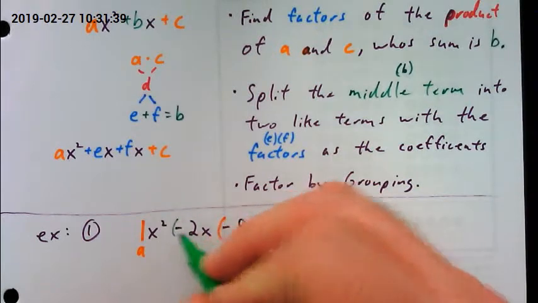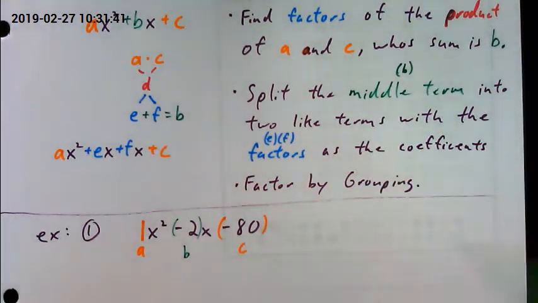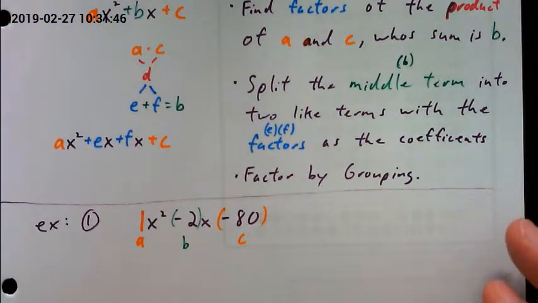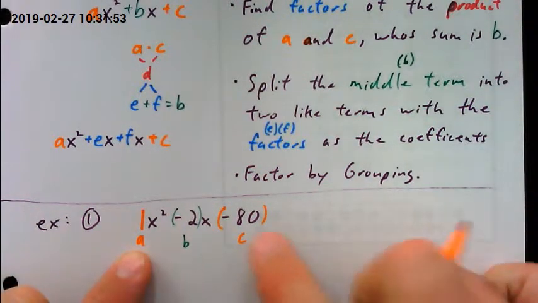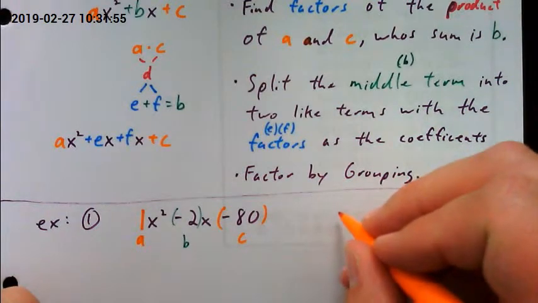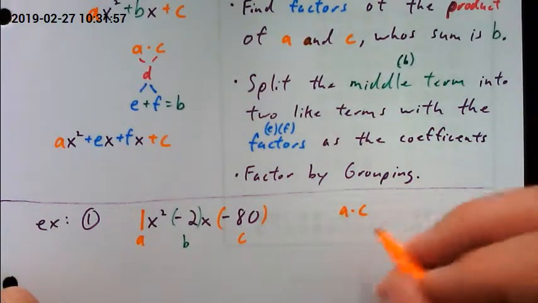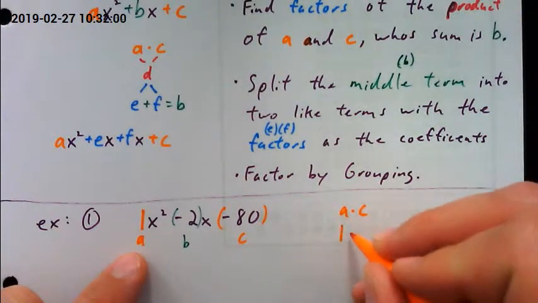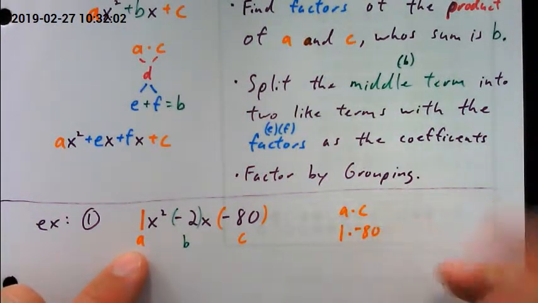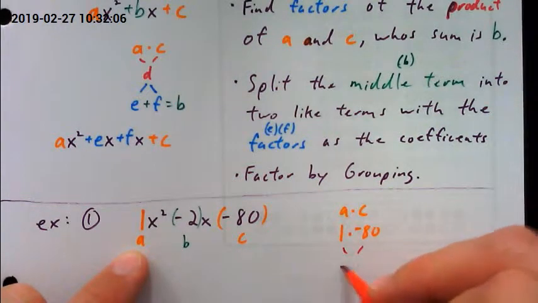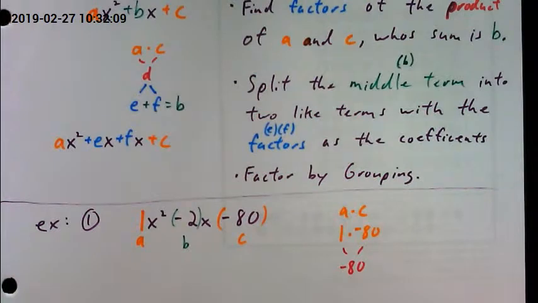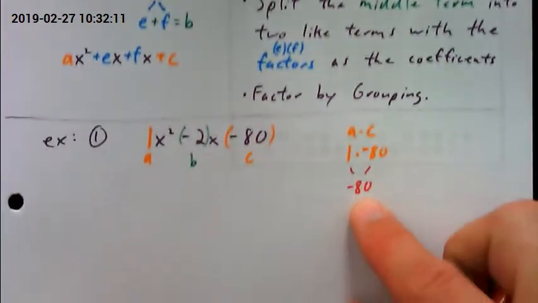We're also going to have to recognize that our b value is this middle term, the negative 2. And we always include the signs with those values as well. So now our first step was to multiply our a and c values, the lead coefficient and the constant. So we have a times c, which in this case is 1 times negative 80. Now when you multiply 1 times negative 80, you get negative 80. So this is our product.